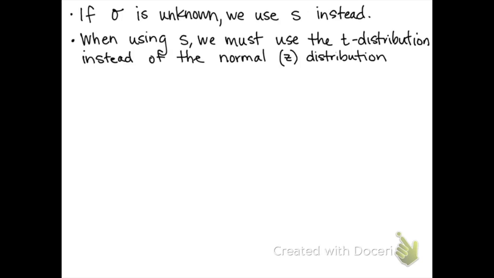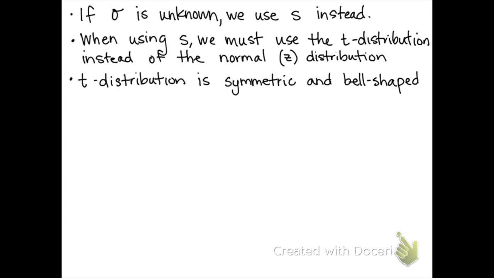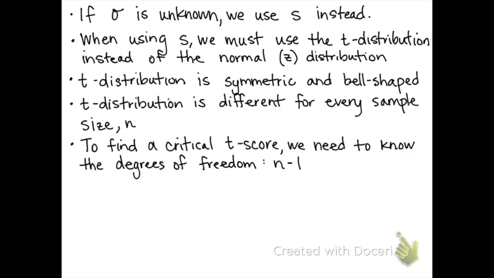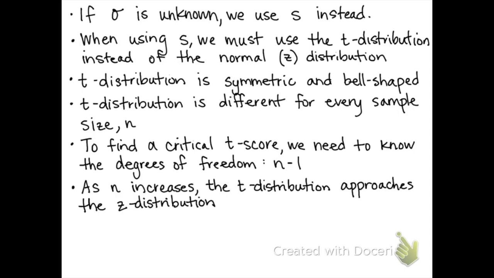When using the sample standard deviation s, we must now use the t-distribution instead of the normal or z-distribution. The t-distribution is symmetric and bell-shaped, just like the normal distribution, but the t-distribution is different for every sample size. In order to find a critical t-score, we need to know the degrees of freedom. The degrees of freedom is always equal to the sample size, or n, subtract 1. A critical t-score can be found using technology, or we can also use the t-table. As the sample size n increases, the t-distribution approaches the z-distribution.